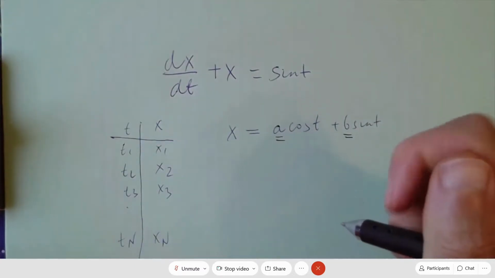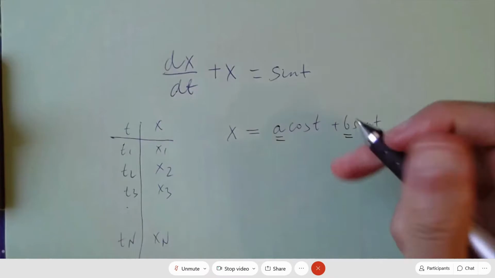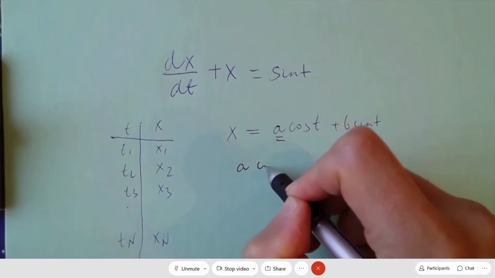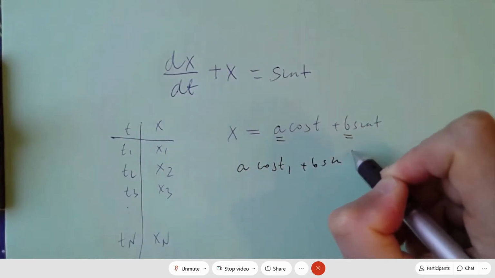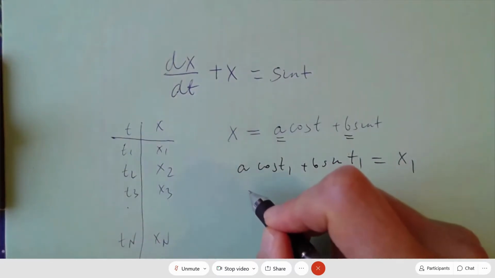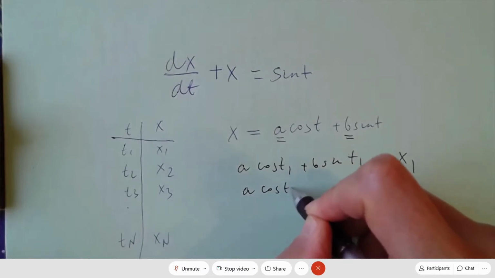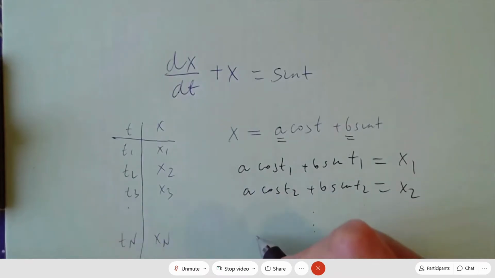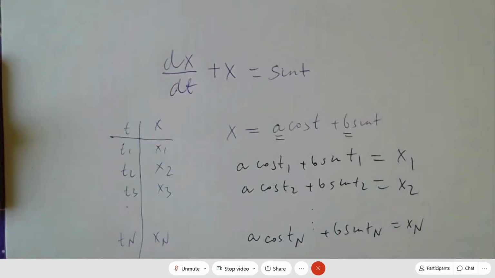Okay. Let's write down that system of equations, and maybe that will jolt your memory. So the first equation is, substitute t1 for t. I get a cosine t1 plus b sine t1. The corresponding value of x should be x1. Do you agree? Yes. Okay. Keep forming equations. a cosine t2 plus b sine t2 equals x2. And so it goes all the way to a cosine t sub n plus b sine t sub n equals x sub n, right?